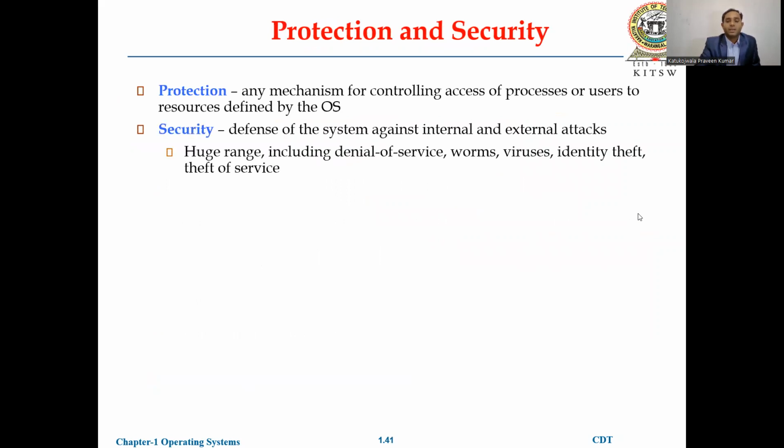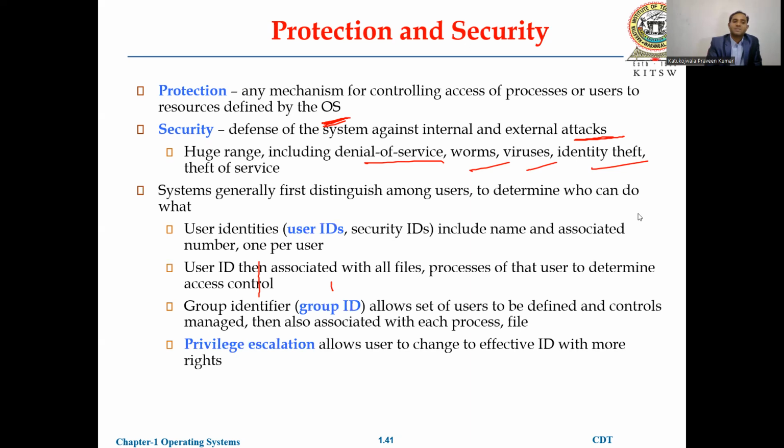Protection is any mechanism for controlling access of processes or users to resources defined by the operating system. You are giving some control over your data. Security is the defense of the system against internal or external attacks. It is a huge range, including denial of service (DoS), worms, viruses, and theft of service. Systems generally first distinguish among users to determine who can do what. So we are going to give priorities to all the devices and all the users. A user ID is then associated with all the files and processes of that user to determine access control.